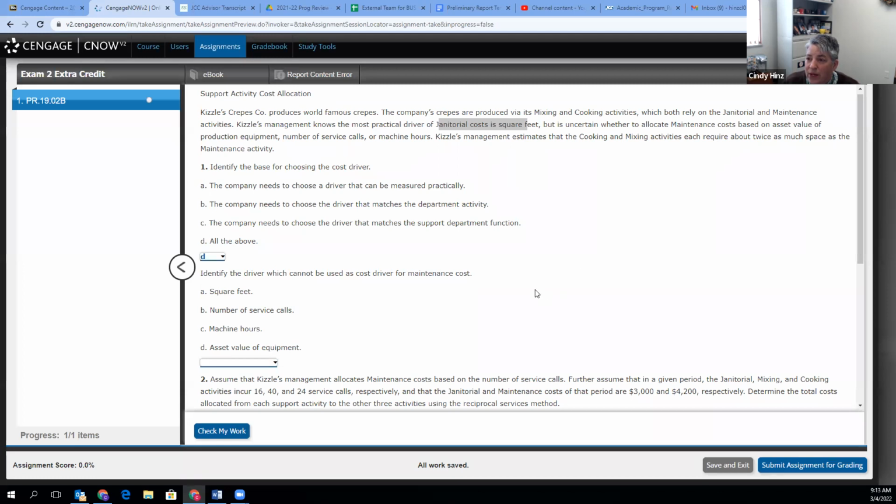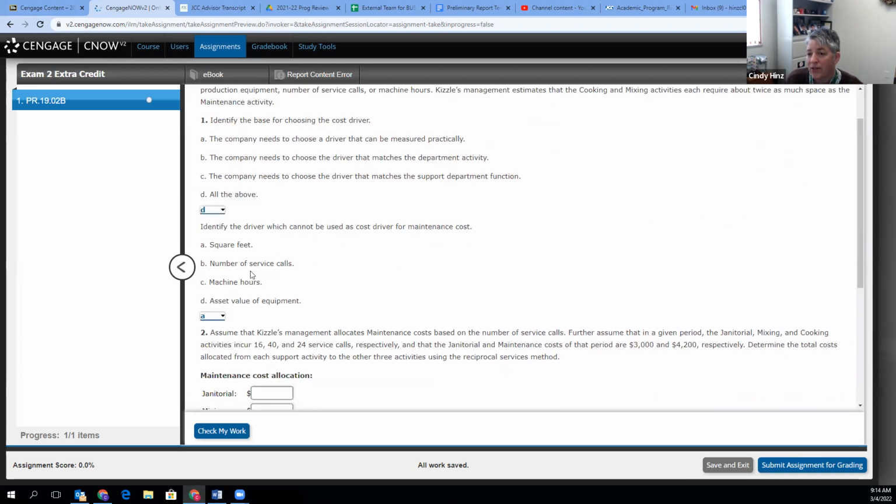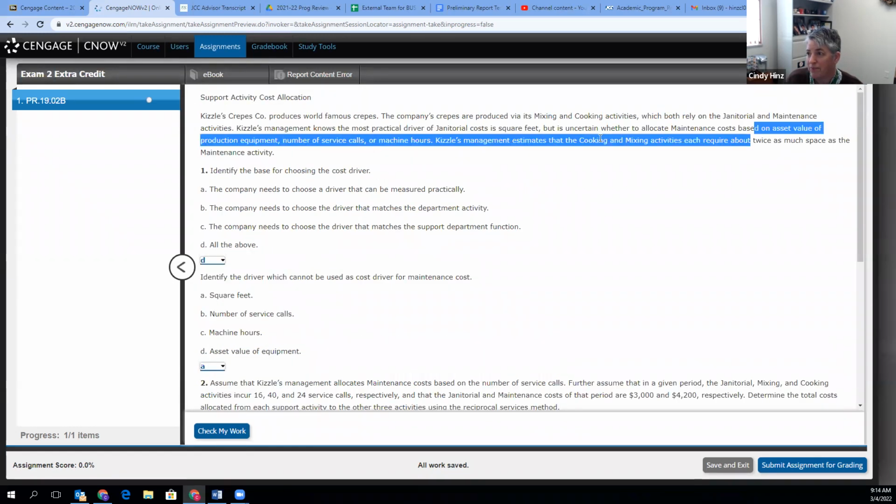So you would not want to use square feet, which is letter A, because if you use the same driver for both, you're not allocating them separately, you're allocating them together, which is the traditional approach that we learned back in chapter 16. So any of the other drivers that are listed, and those are the 3 that they had mentioned up here, any of those other 3 would be perfectly legitimate.